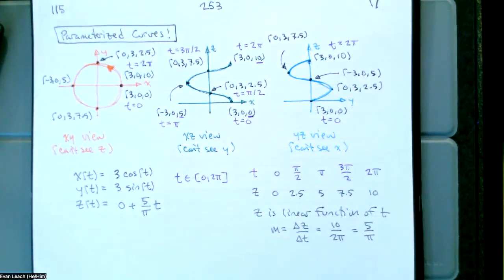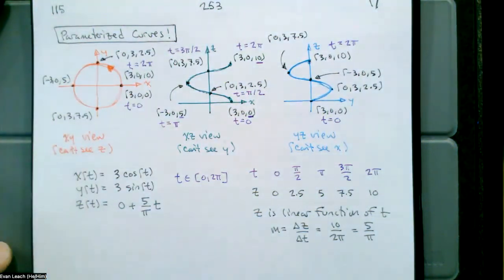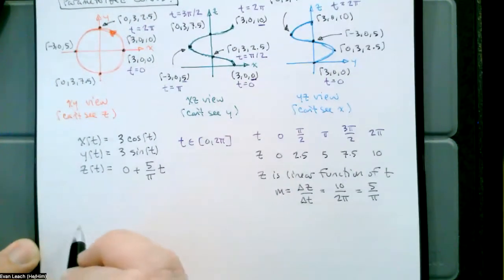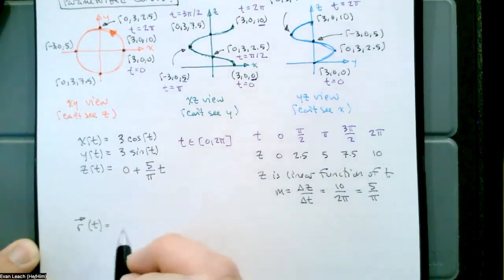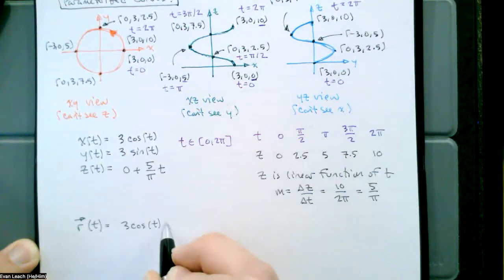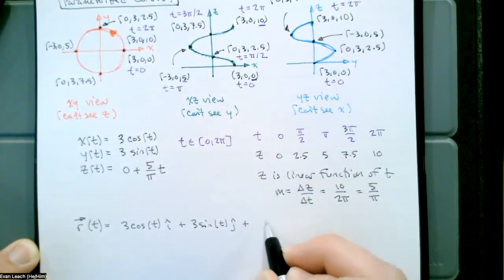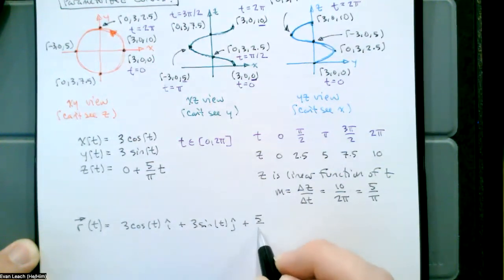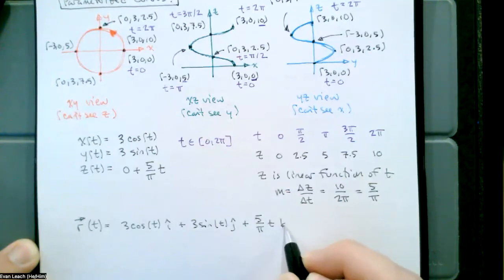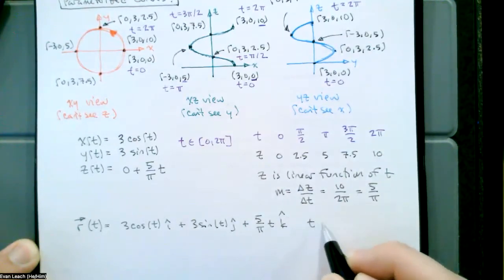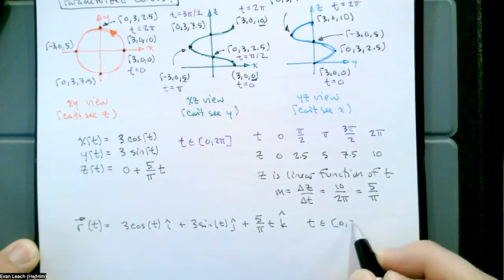So if we want to describe this spiral with a position vector, we could say r of t is 3 cosine t i plus 3 sine t times j plus 5 over pi times t k. And this is for t from 0 to 2 pi.